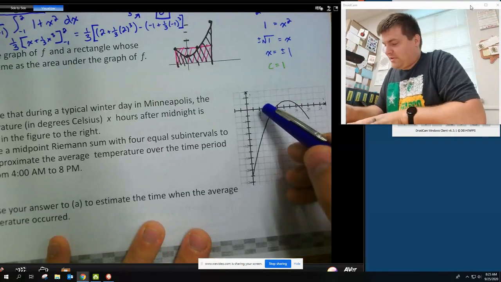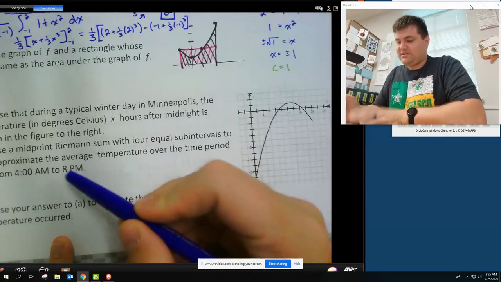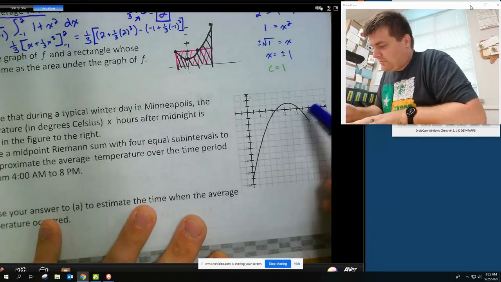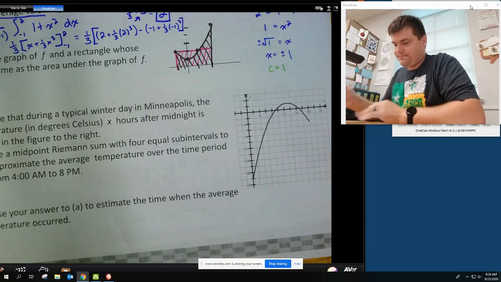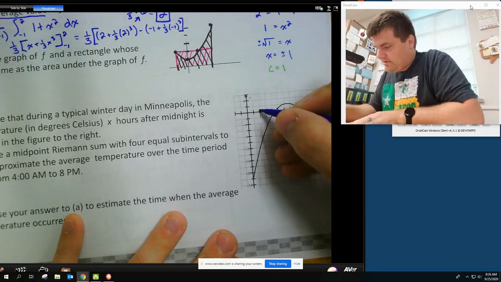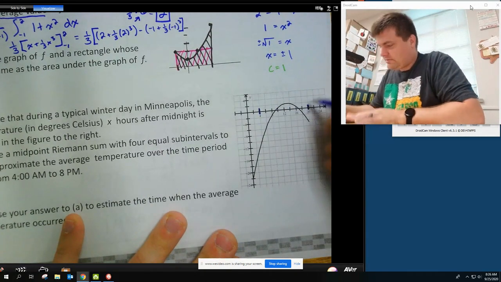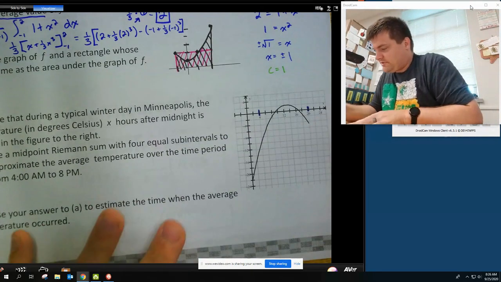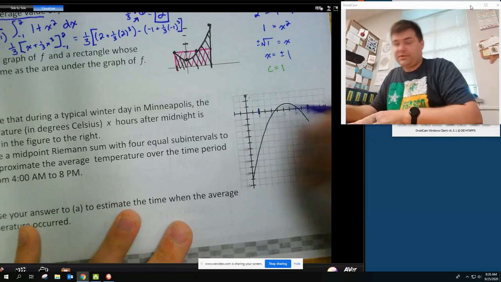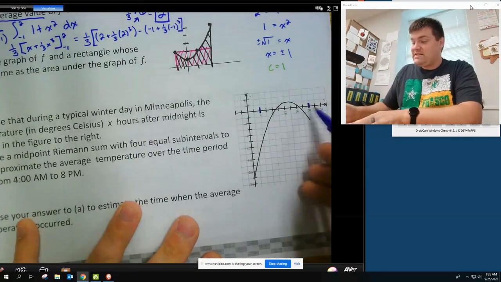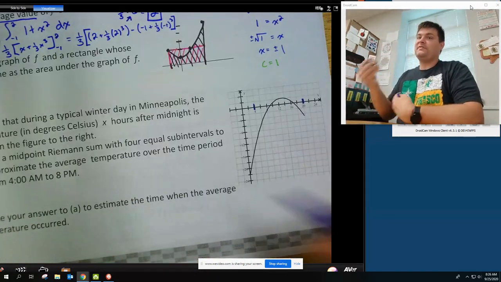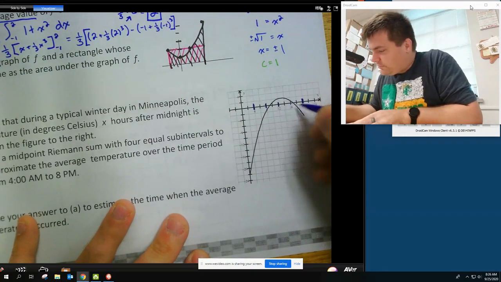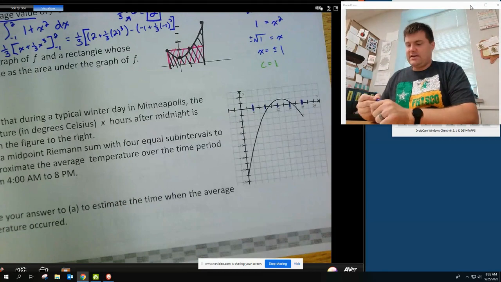So it's not from here to here. 8 p.m. in military time is 20 hours. So we're going to go from here to here. Okay. And I want 4 equal subintervals. There's 16 between 4 and 20. So divide that by 4 and it's going to give me 4. So every single 4 is what I am looking at.